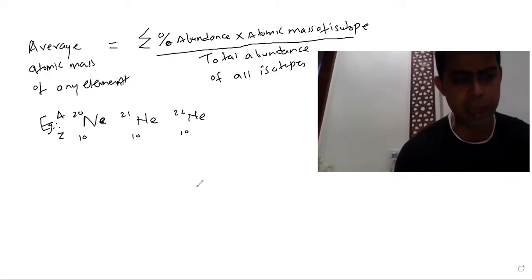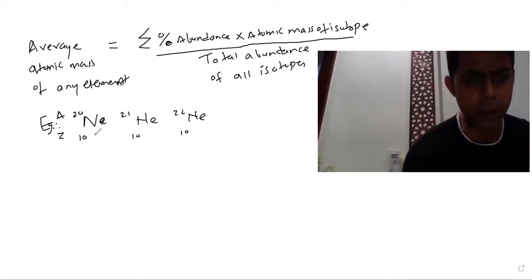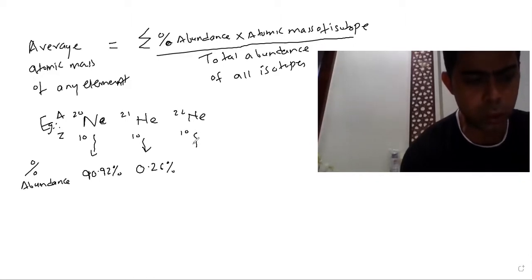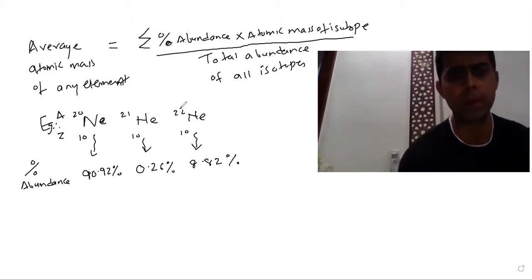Now, with the help of Aston's mass spectrometer, when we find out their abundance, the percentage abundance of neon 20 is around 90.92%. Neon 21 is 0.26%, and this neon comes to 8.82%. Okay, that is neon 22.